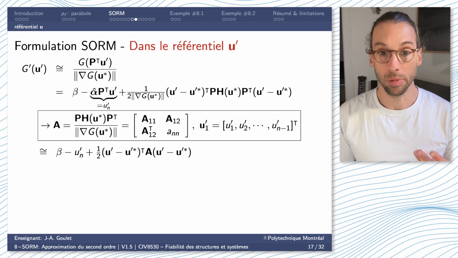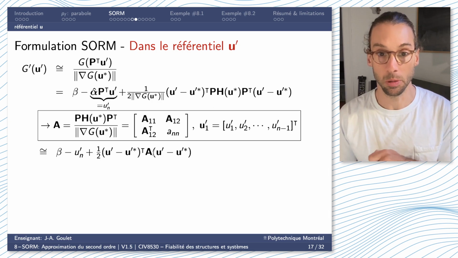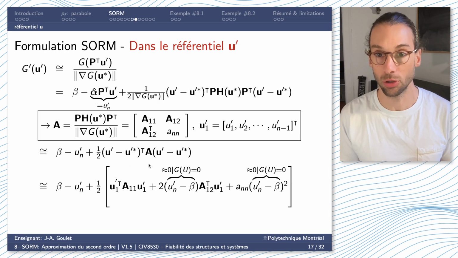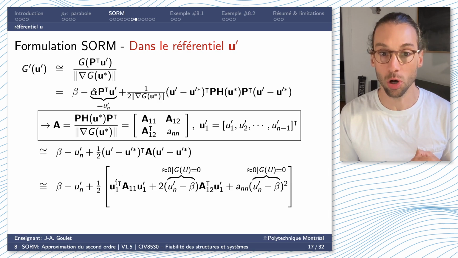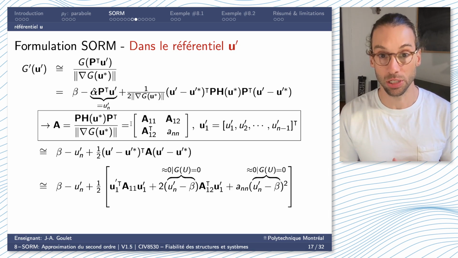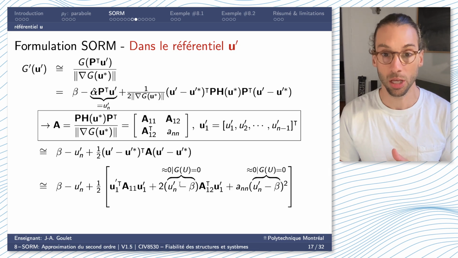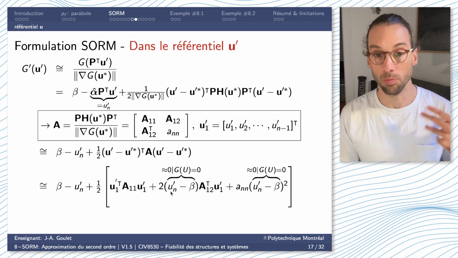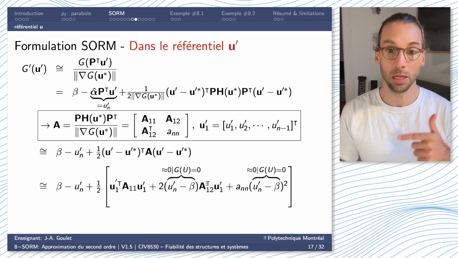So then what am I going to be able to say if I rewrite this by grouping all this P Hessian times P transpose by A? I'm going to rewrite this quadratic term by splitting it into the A11 term. So it's going to be U1 prime, all the dimensions but the last one, times that matrix, which is this one, A11, a matrix of all dimensions except the last one. We're going to have 2 times the A12 terms. So 2 times Un prime minus beta times A12.